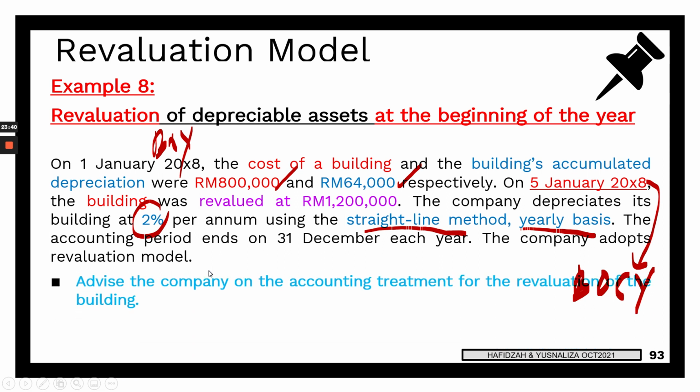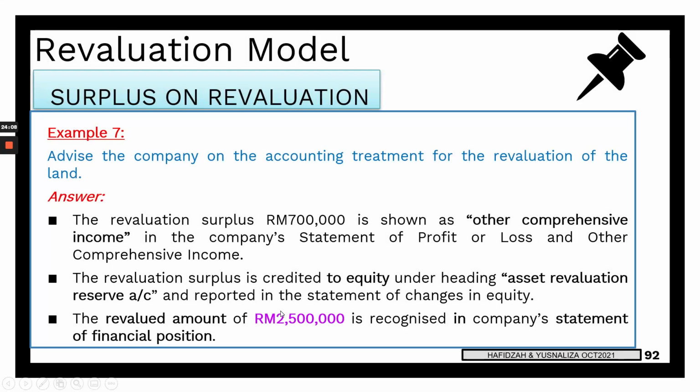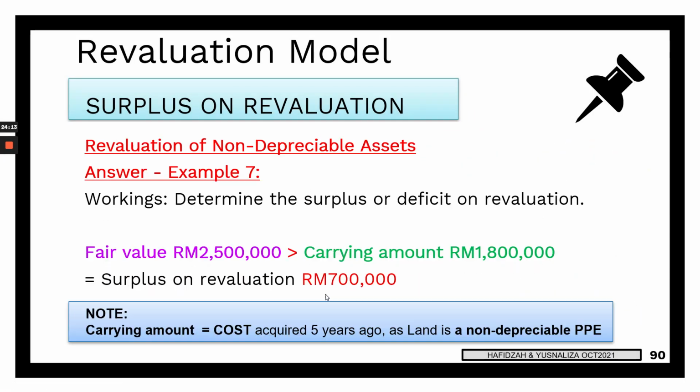Company adopts revaluation model. You are asked to advise the company on the accounting treatment for the revaluation of the building that was done at the beginning of the year. And to calculate depreciation for that year, after the revaluation on 5th of January, what is the depreciation expense for that particular year? And now it is back to year-end calendar year, 31st of December. Remember, in the previous example, it was 30th of June. That is the year-end in this example. So don't get mixed up with that, yeah?